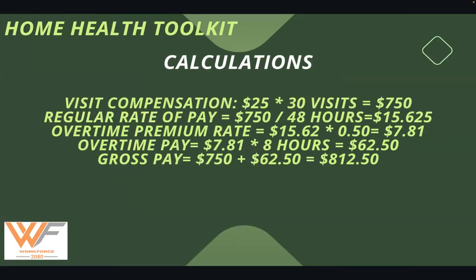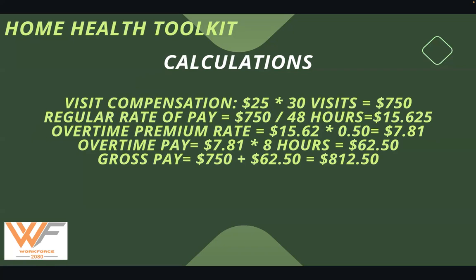So jumping into the calculations, this is how we're going to calculate Jane's pay. $25 per visit times 30 visits. She gets $750. Her regular rate of pay, we take her total compensation and divide it by 48 hours. So she gets an average rate of $15.625. If we're in a state like California where the minimum wage is $15.50 an hour, she's above minimum wage, so she's good. If she were below it, you would have to give a minimum wage supplement to make sure that this person is paid at least minimum wage or above.